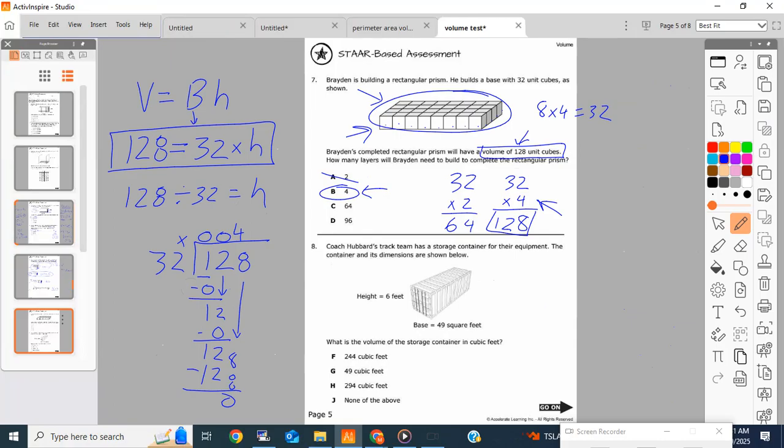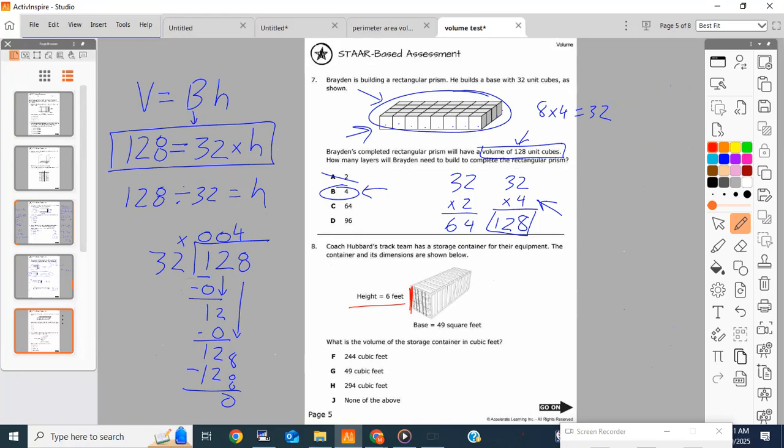All right, let's look at number 8. I'm going to switch colors over here. Coach Hubbard's track team has a storage container for their equipment. The container and its dimensions are shown below. So we have a height of 6 feet. That's this dimension right here.